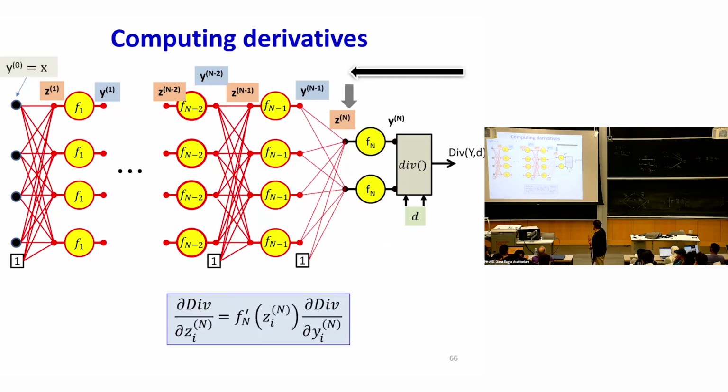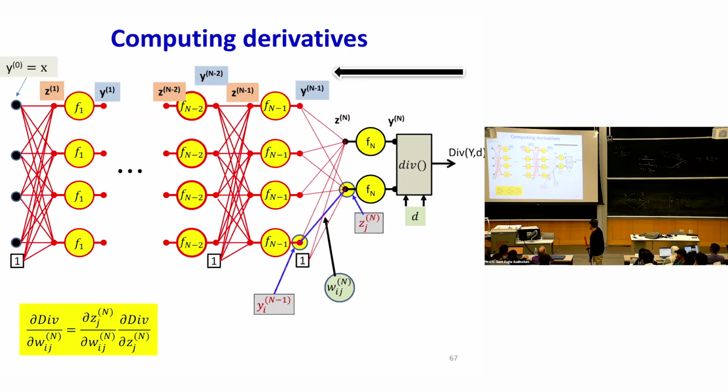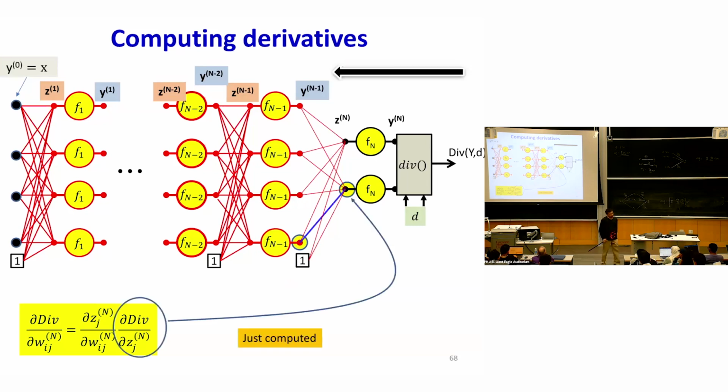Now, the next thing we want to do is to go back and compute the derivatives with respect to these weights. Using the chain rule again, the derivative with respect to any weight wij for the nth layer is simply going to be the derivative. Again, the weight wij influences the z, right? So this is going to be the derivative of the divergence with respect to z times the derivative of z with respect to the weight. That clear to everybody? And this first term was just computed.